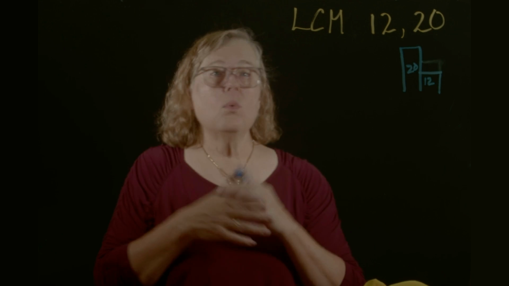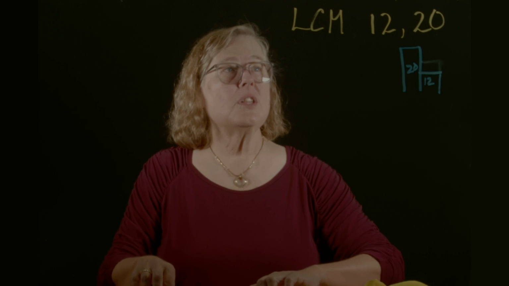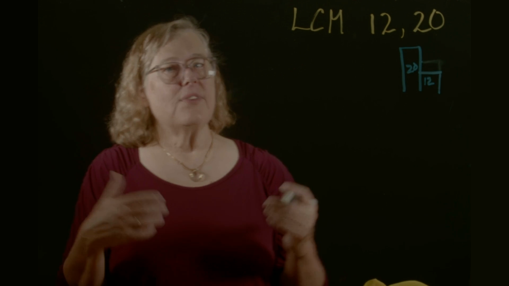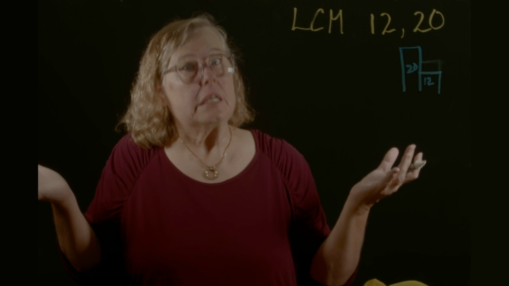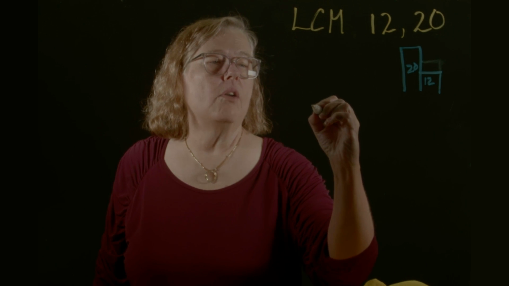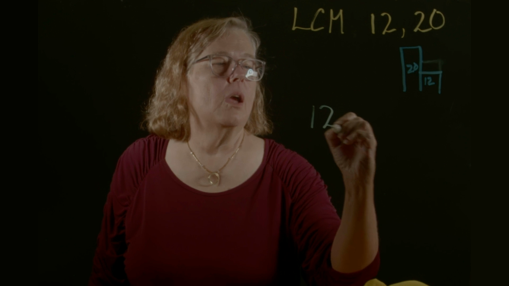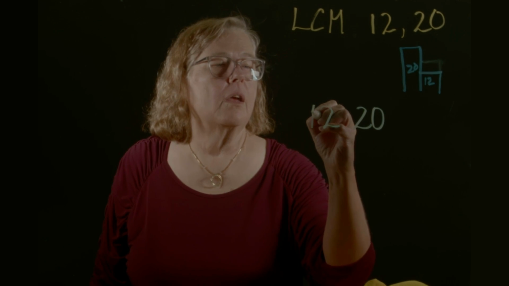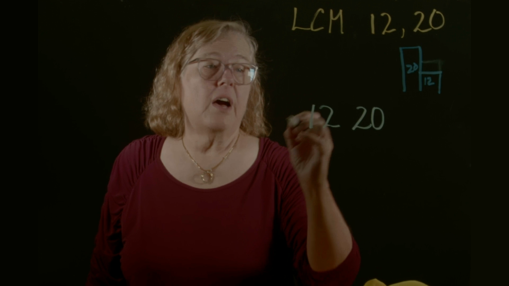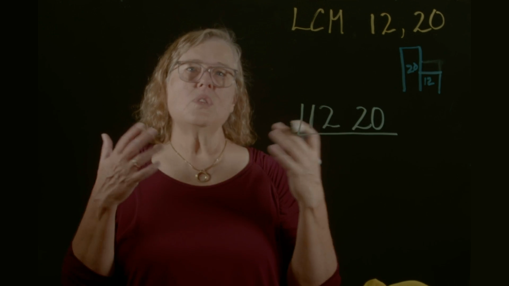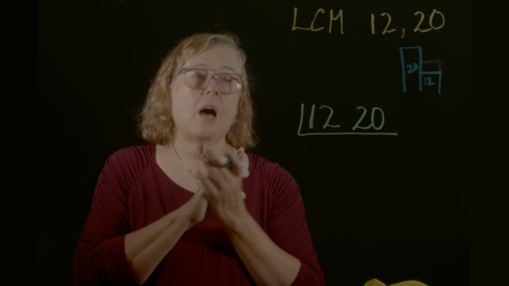All right, so we're going to use that upside down division that we really like because it makes it so easy. And let's face it, math's more fun when it's easy. So we're going to do upside down division. So I'm going to put 12 and 20. I'm going to put my divisor upside down. There's my little divisor bar there, right? And now I'm going to do the same thing. Let's find our least common multiple.